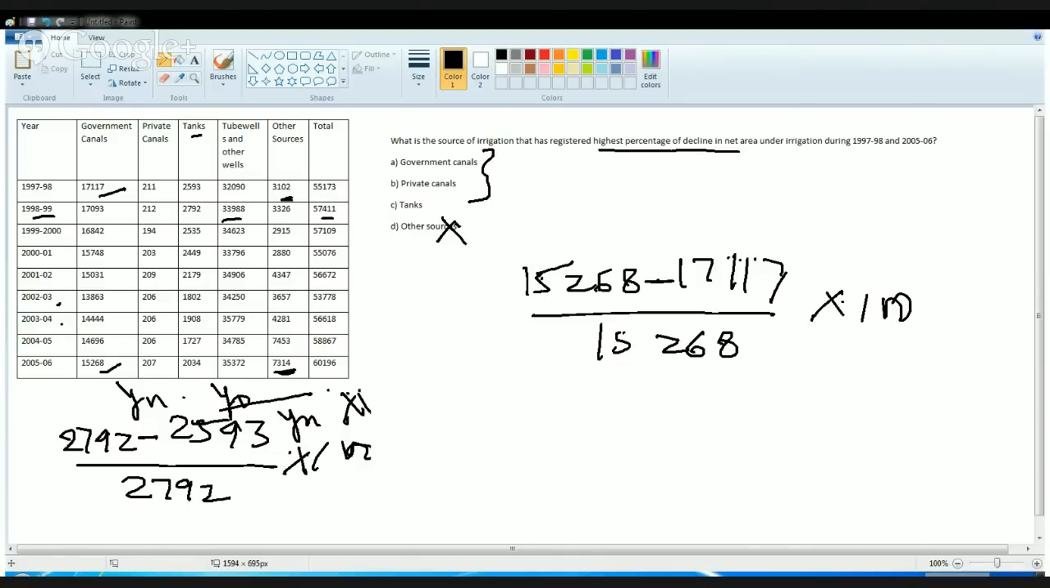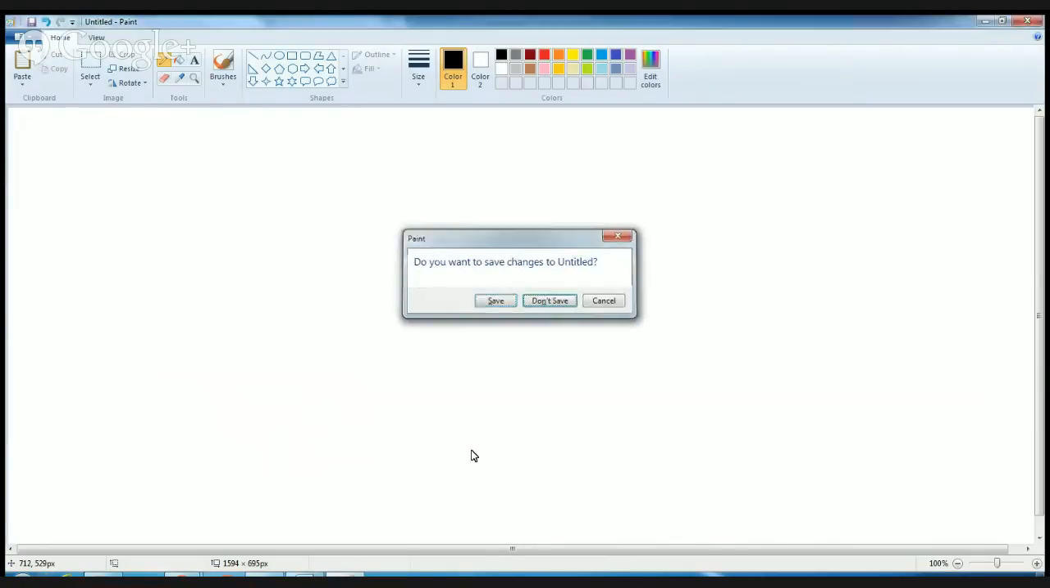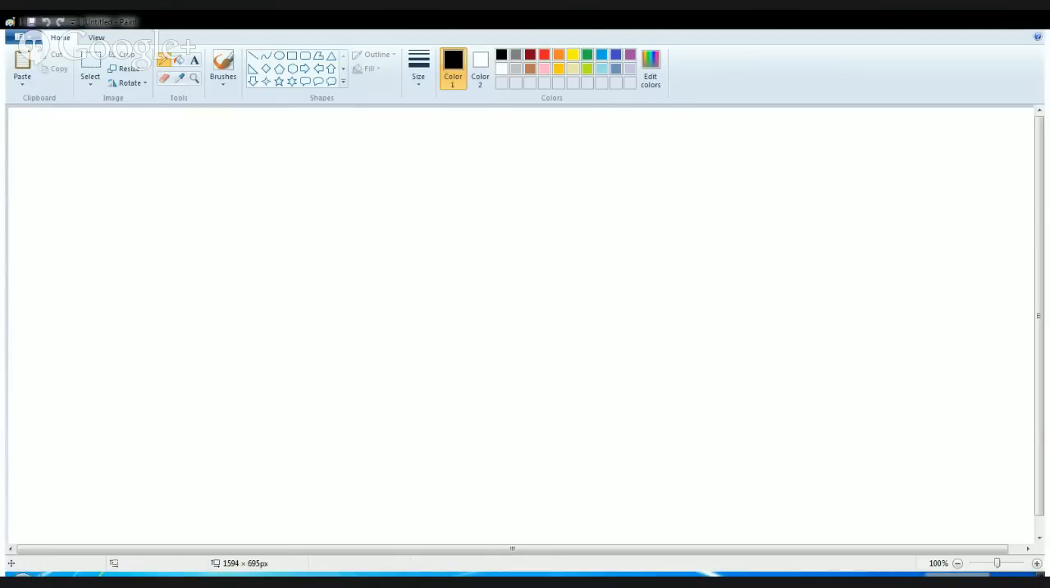Data interpretation is indeed a very scoring section, because in this section, if you are doing your calculations correctly, you are bound to score full marks.